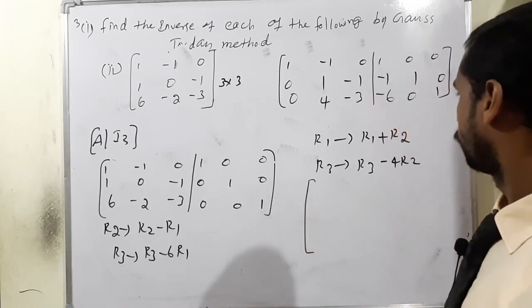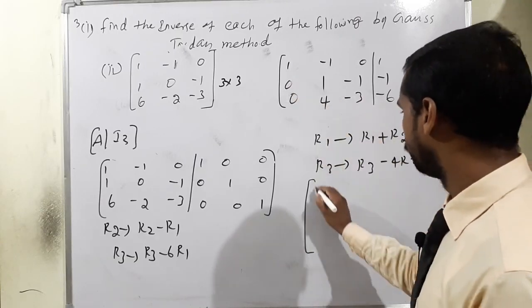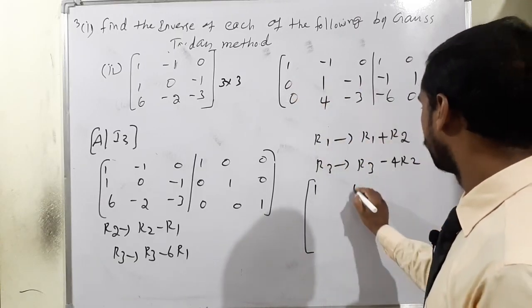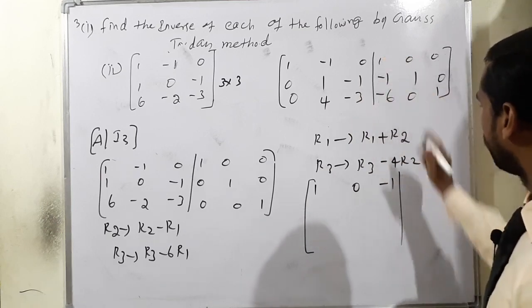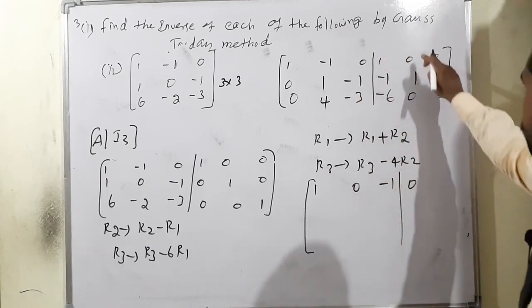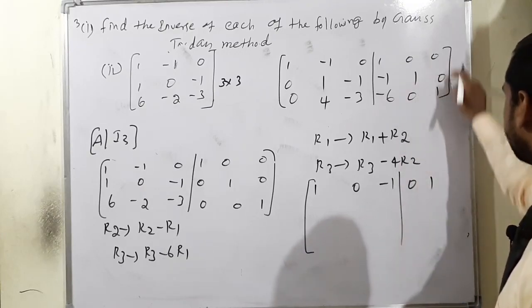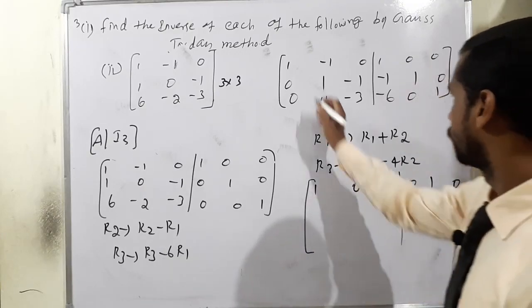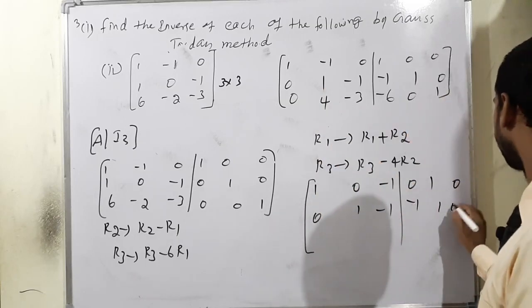Now R2 only as it is. R1 means what will happen? R1 plus R2. Therefore 1 plus 0 means 1. Minus 1 plus 1, 0. 0 minus 1, minus 1. Next one, 1 minus 1, 0. Then 0 plus 1, the value will be positive 1. Next 0 plus 0, 0. R2 as it is. What is R2? 0, 1, minus 1. Minus 1, 1, 0.